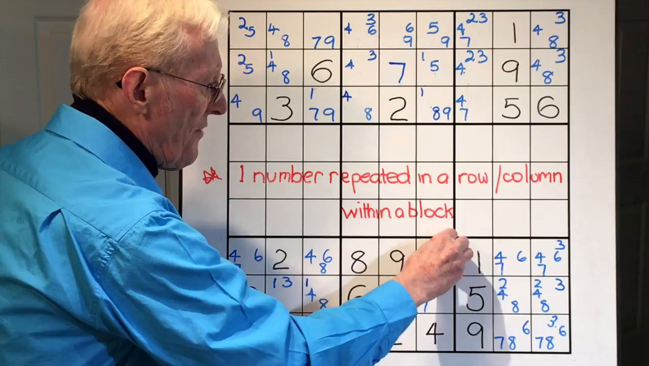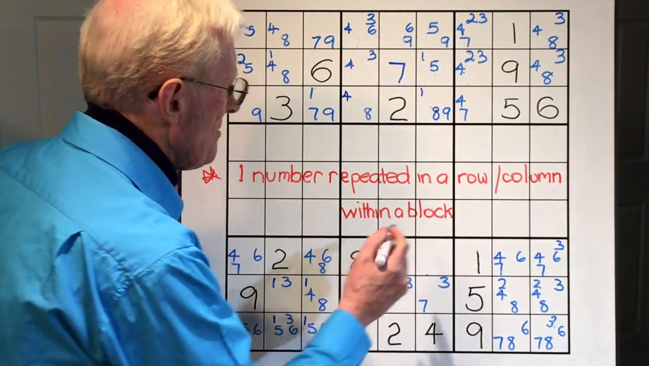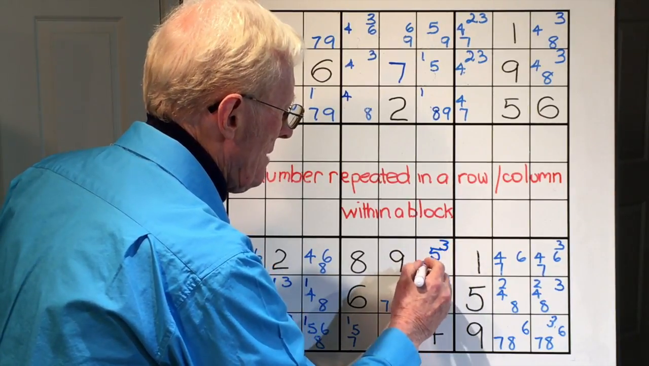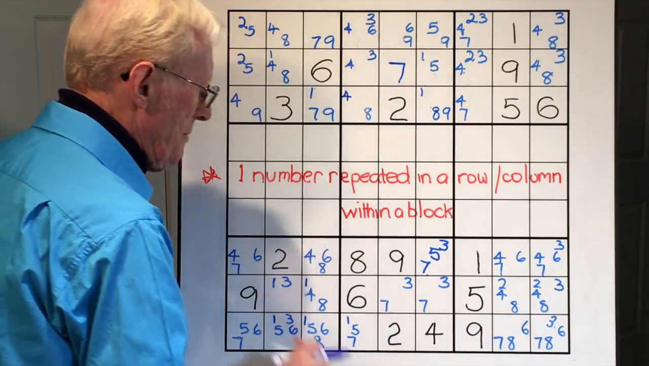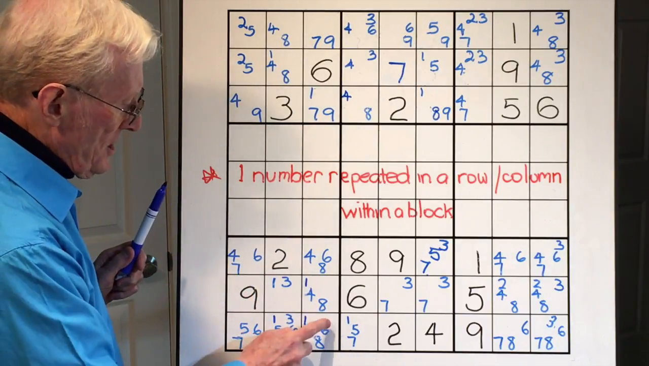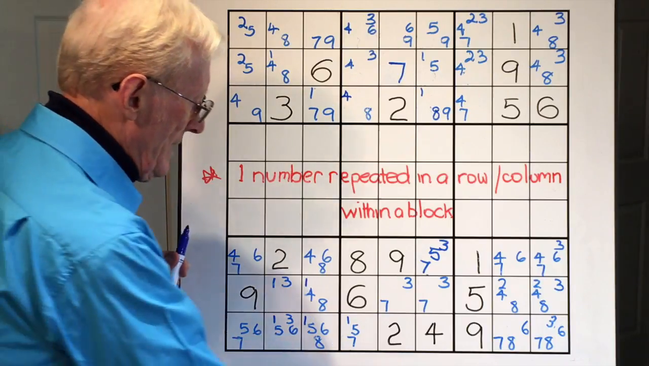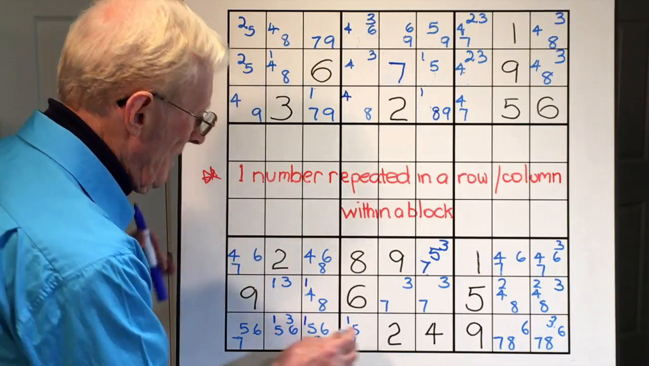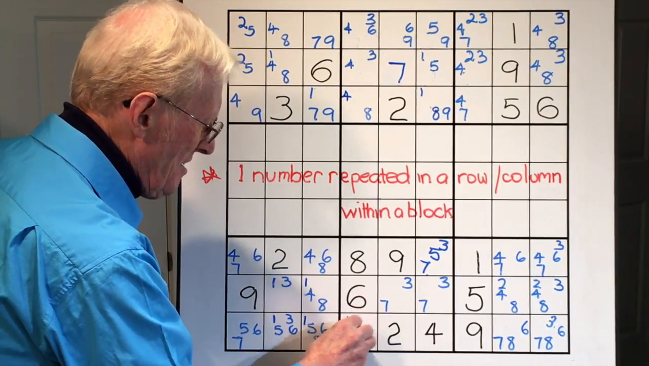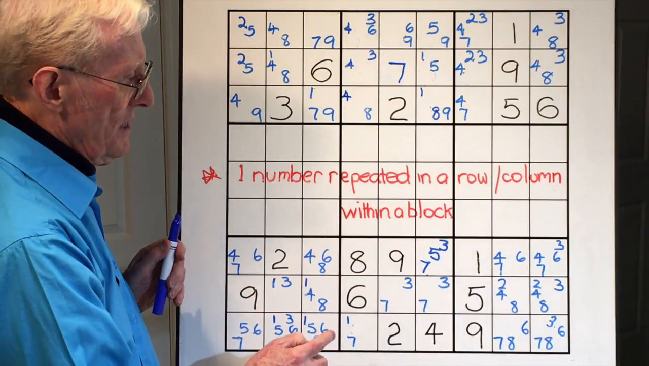Now I'm going to leave it as 3, 5, 7, so I can show you, but 5 is going to be the number. And you'll see why in a minute when I cover something else. Because one of these 5s is going to be a 5, we can actually eliminate this 5 here. Which again means that in this block the only place for a 5 is to go there.